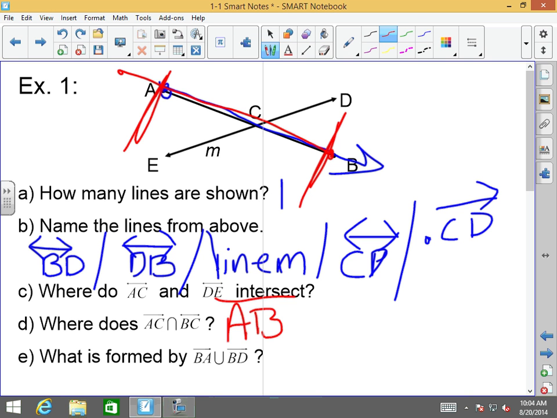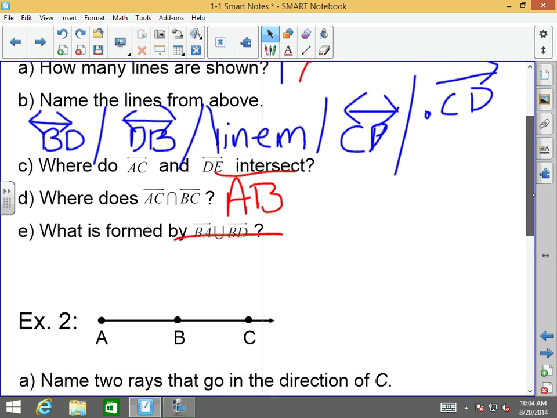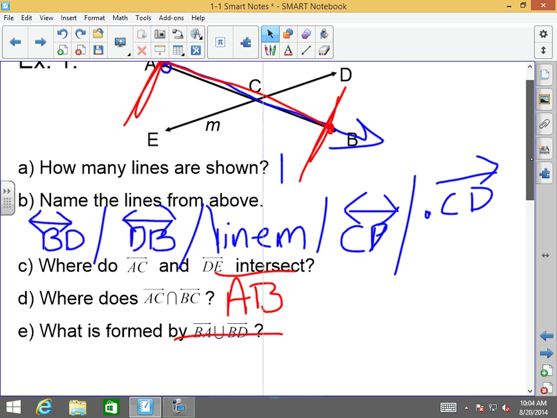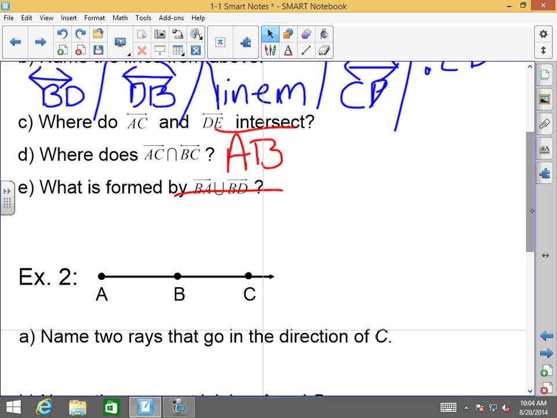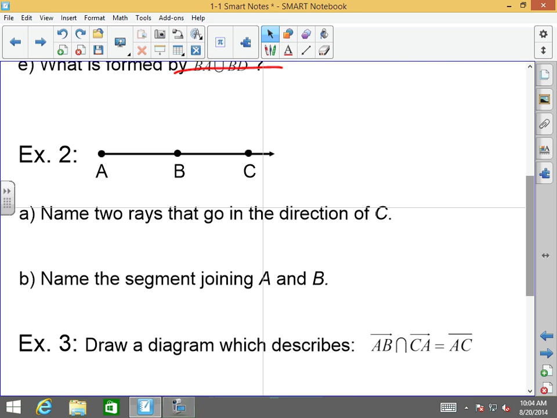What is formed by ray BA in union with, okay, that one's wrong. I messed up with the letters. Don't worry about that one. Yes, sir. Question C, how would we write the C intersects? In that case, you'd be in words. It intersects at point C. Which C? You have to determine that one. Okay, name 2 rays that go in the direction of C here.